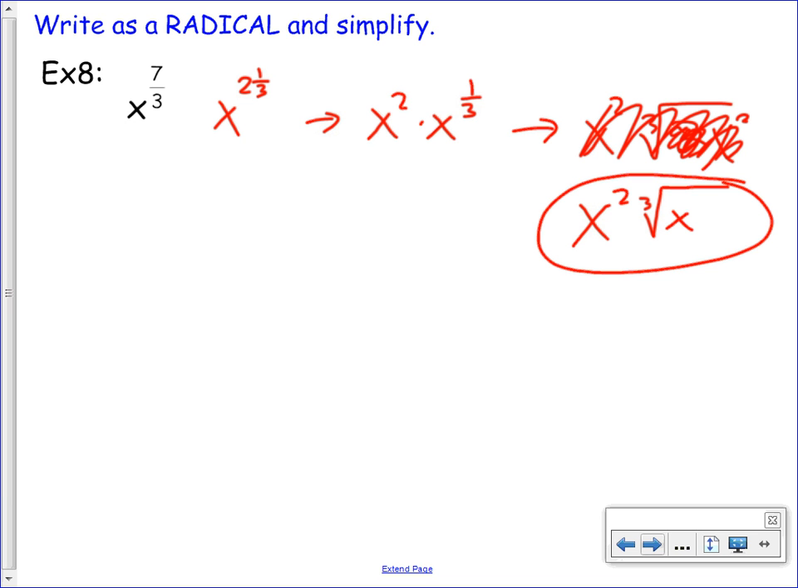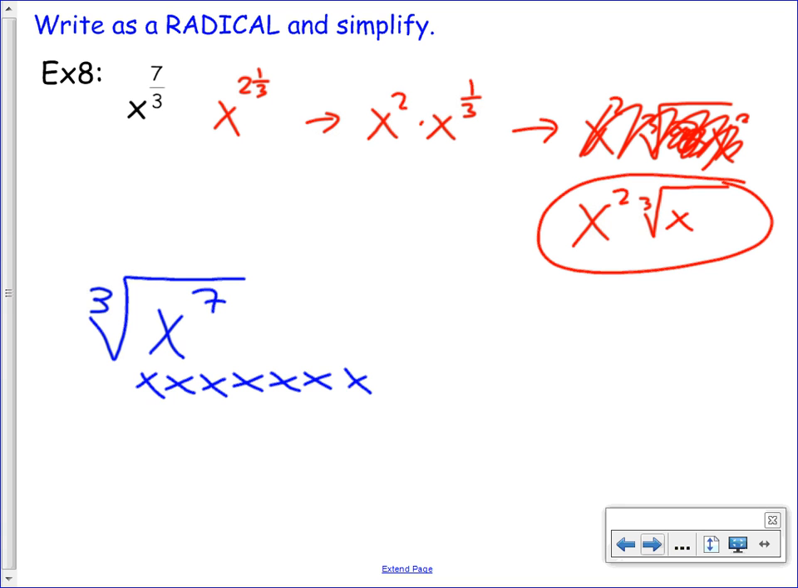Yep. So cube root of x to the 7 means there's 1, 2, 3, 4, 5, 6, 7. And we're taking out groups of 3. So there's 2 groups of 3 and there's 1 left over.